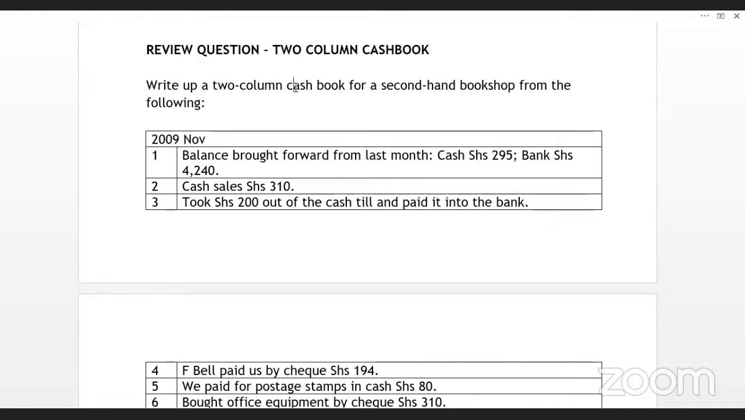Now, members, get your notes. Check where you have preparation of two column cash book. I don't know which page that is, but check so that we move together. I believe you have the notes. Someone should help us. Which page is that, where you have the two column cash book?